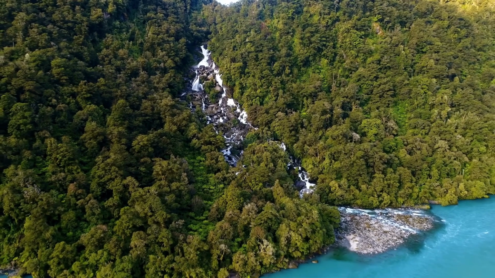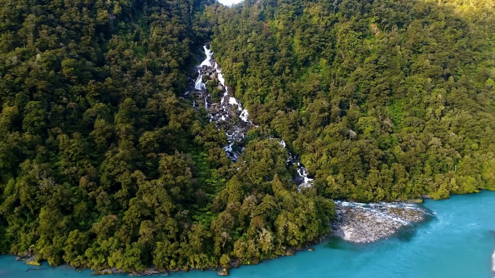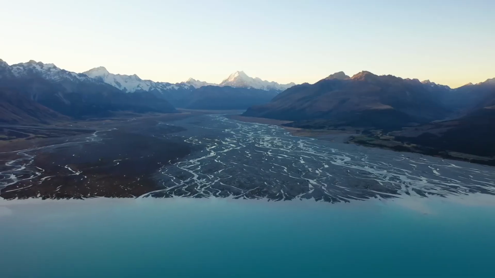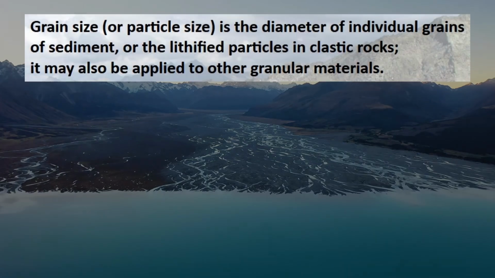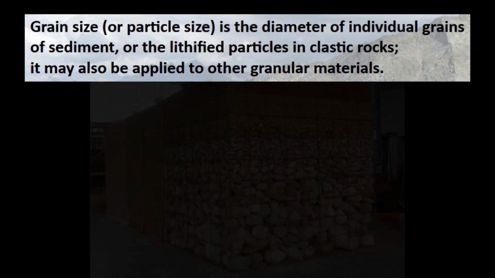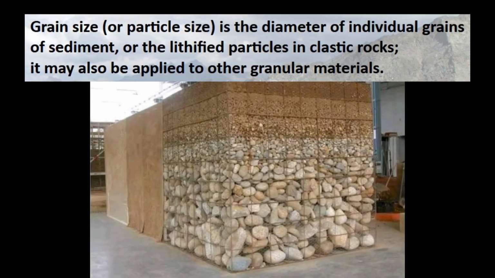So particle size or grain size is the diameter of individual grains of the sediment. When we study particle size distribution, we're looking at the specific size of each grain in whatever material you have in the sediment. It could be sand on the beach, or something in the riverbed. You can just look in your garden, whatever material you're working with, you want to know the grain size distribution. It also could be lithified particles in the clastic rocks.